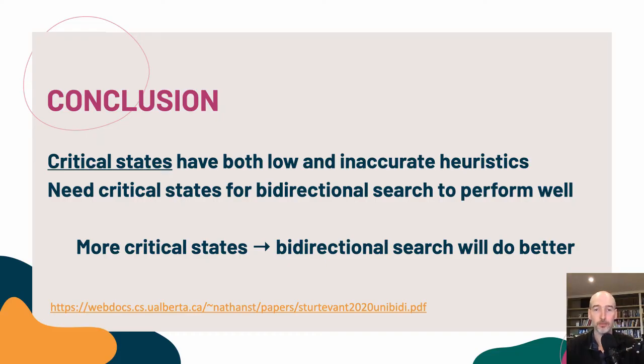So in conclusion, critical states are what we need to be looking at to understand when bidirectional search will work well or not work well. These are states with both low and inaccurate heuristics, and the more critical states there are, the better bidirectional search will perform. Please take a look at the paper if you'd like more details.